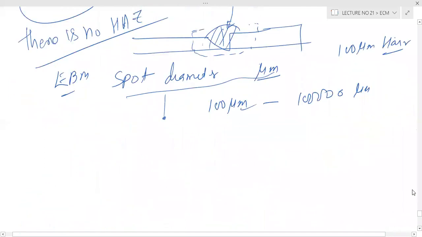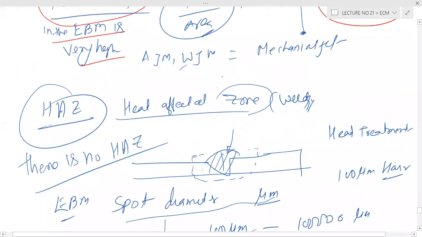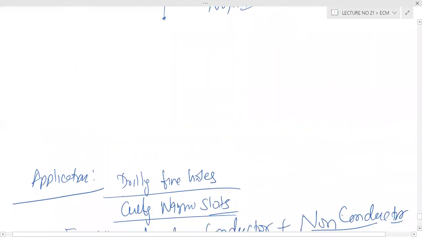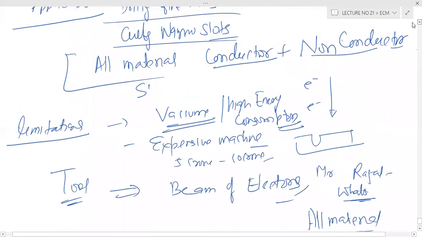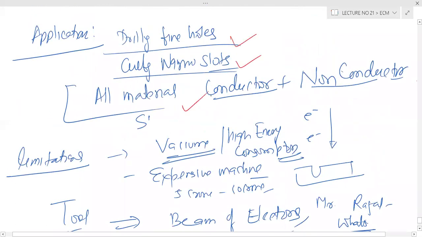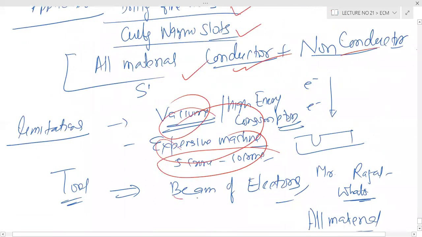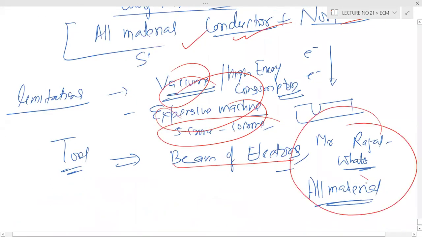Then the heat affected zone is very small. Then applications: drilling holes, cutting slots, and all materials, conductor and non-conductor. Vacuum, expensive machine, 5 crore to 10 crore. The tool is a beam of electrons.